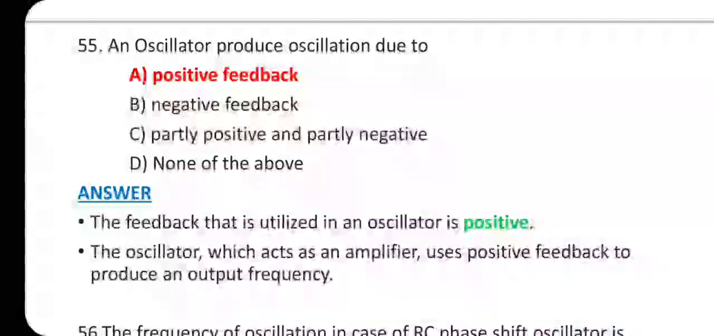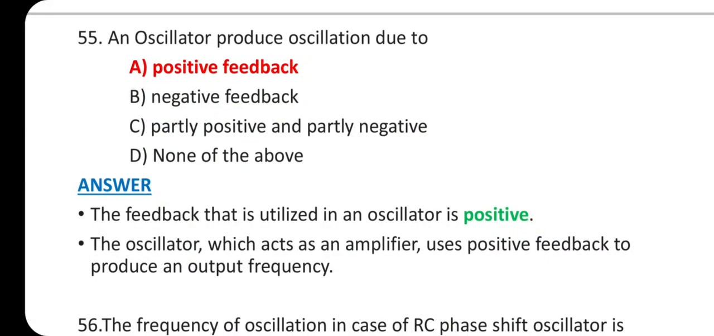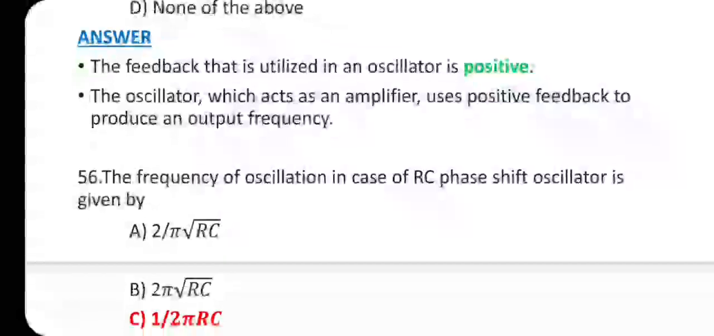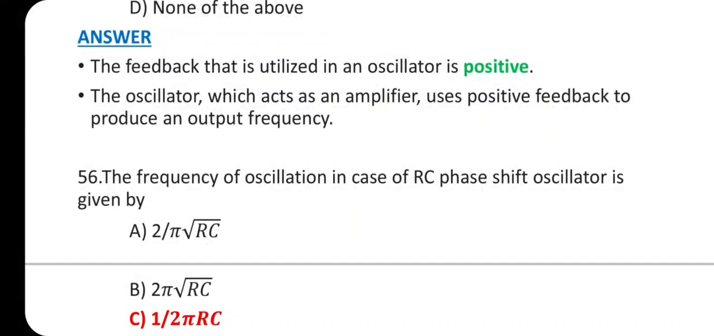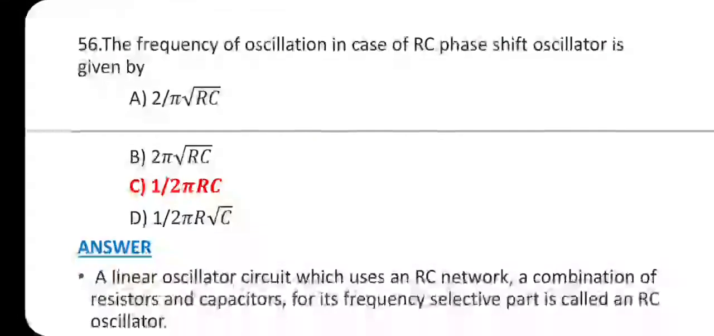Question number 55. An oscillator produces oscillation due to. Answer is option A, positive feedback. The feedback that is utilized in an oscillator is positive. The oscillator which acts as an amplifier uses positive feedback to produce an output frequency.